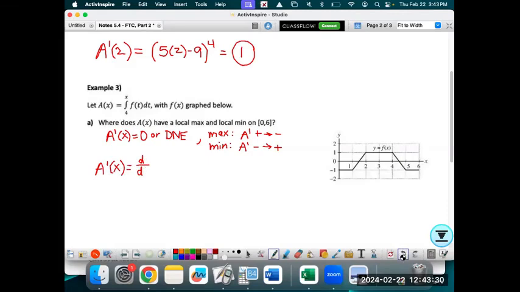Actually, I'm not going to bother writing that again down here. I already have A of x written up top. So just imagine doing your d/dx on that. What happens? The derivative cancels with your integral and we can pass x inside. So A prime is f of x. So figure out where that equals 0.